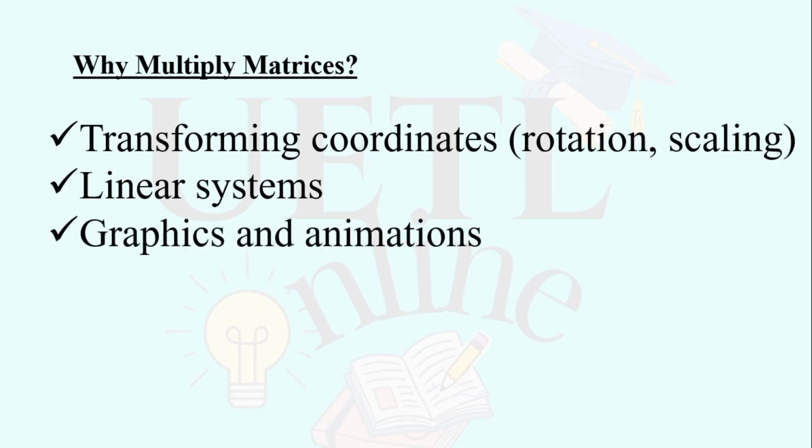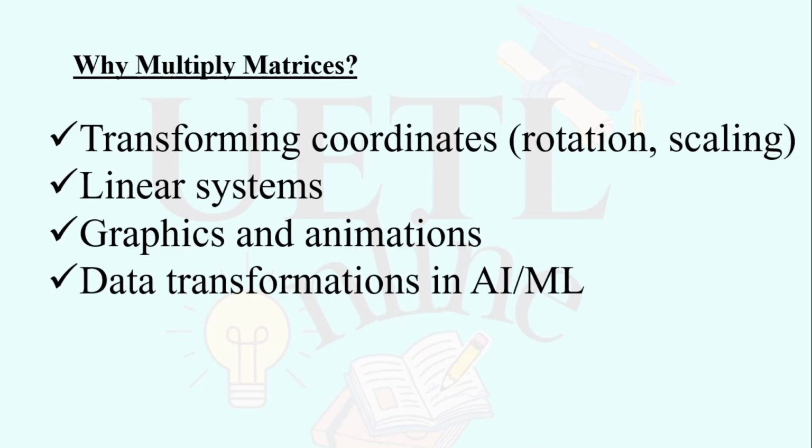And the other thing is in graphics. When we are doing graphics and animations, when we zoom in, when we move, when we do any animations, it is multiplication which is working. This is why we use matrices. And the other thing is in data transformations in AI and ML, in machine learning. When we transform data from one position to another, we use matrix multiplication.